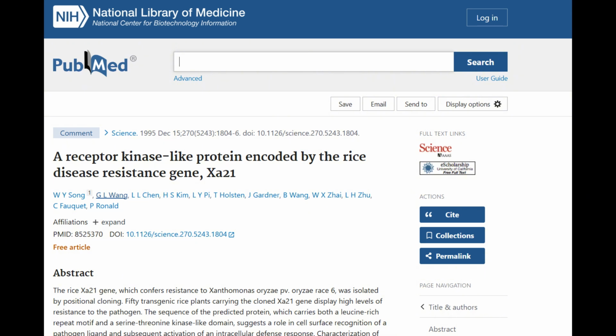This famous study in Science journal was the first to successfully clone and characterize the XA21 gene. It proved that this single gene can give wide resistance against almost all types of bacterial blight.